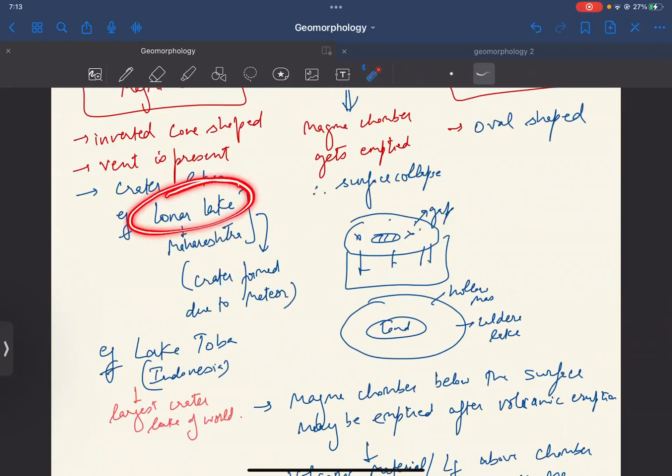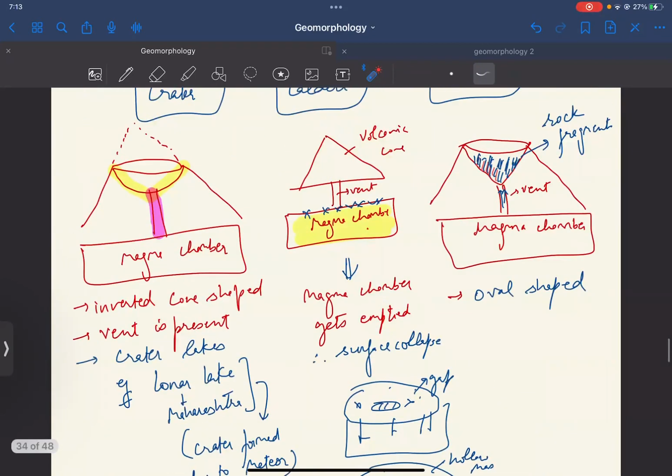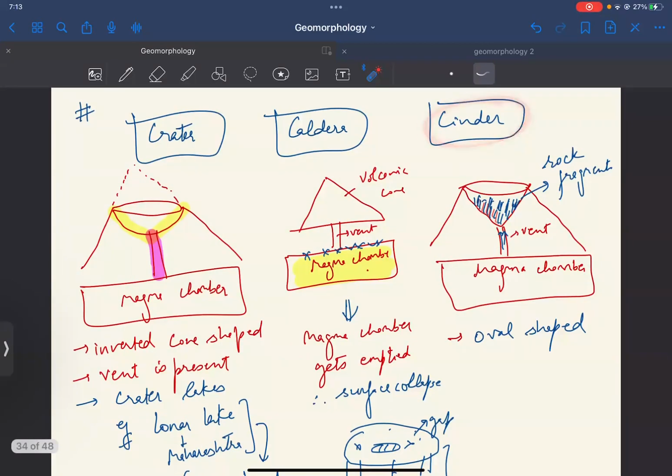It is known as Lunar Lake, but that crater, that depression, is formed not by volcanic eruption, rather by a meteor. Keep this in mind. Then we have cinder cones. It is also an inverted cone only, but there is presence of rock fragments in the cone itself and also in the vent. So this is cinder cones. And large size craters or cinder cones are known as caldera.